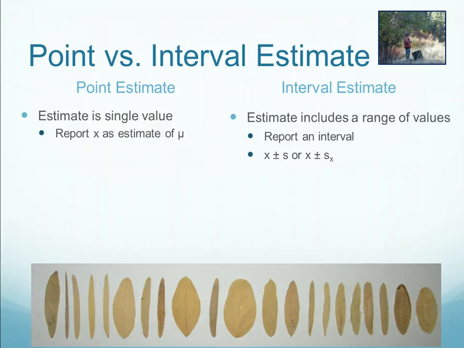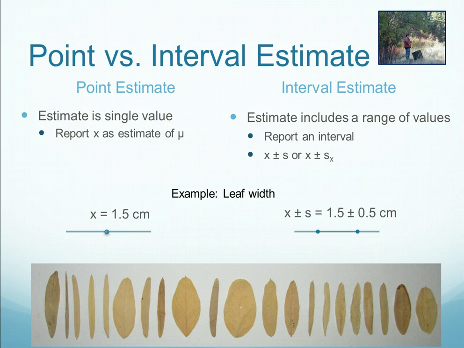So let's take an example by looking at this sample of leaves in the image below and look at the width of this leaf. If we were to report a point estimate, we would simply report the mean equals 1.5 centimeters. Note that we always include the units of our measurement in our estimate. Now this tells us what the mean value from the sample is, but it doesn't give us any information about how much variability, and we can see there's quite a bit of variability in the width of these leaves.